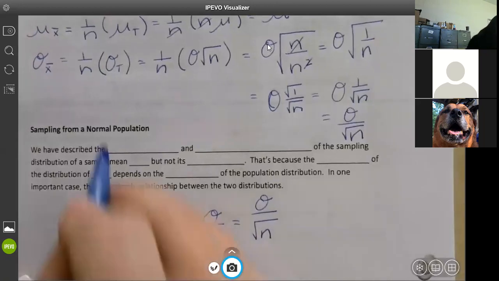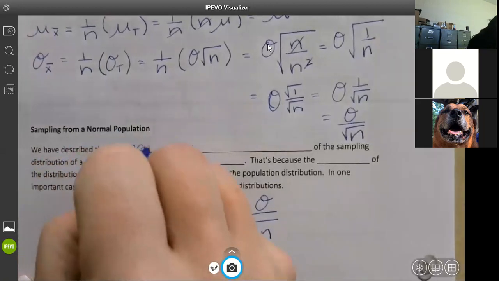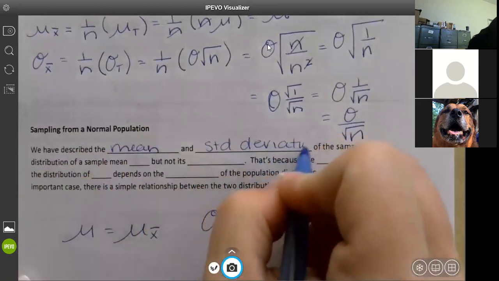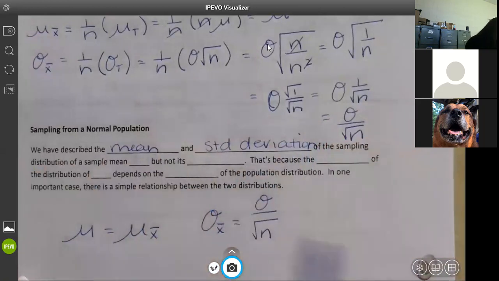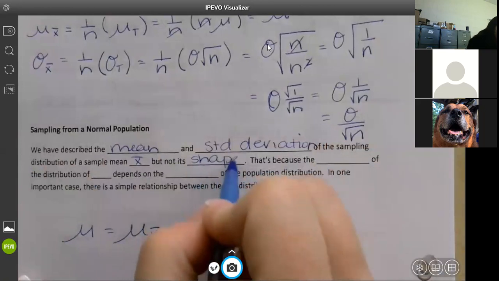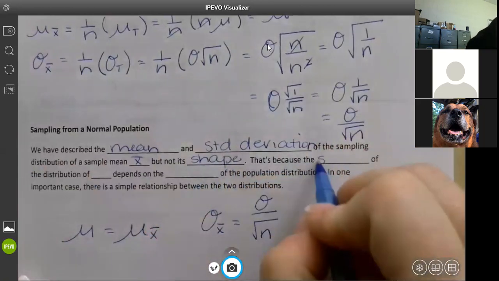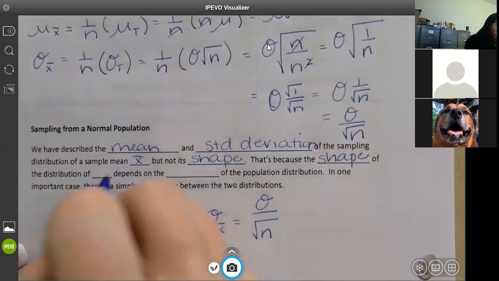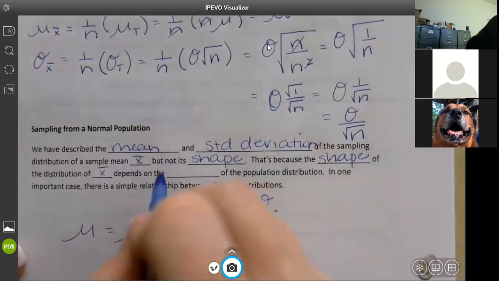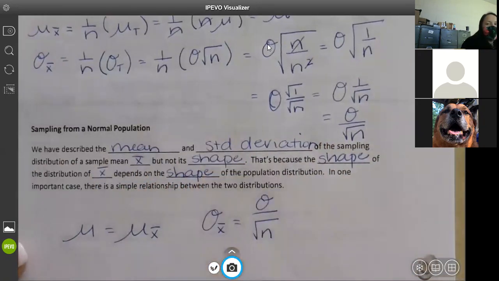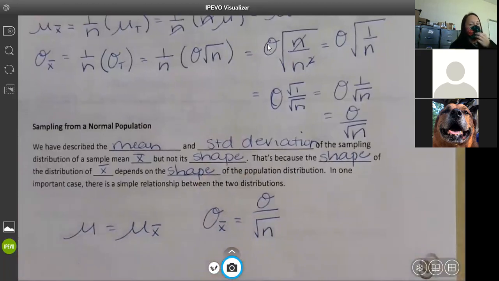So we have described the mean and standard deviation of the sampling distribution of the sample mean x bar, but we have not talked about its shape. That's because the shape of the distribution of x bar depends on the shape of the population distribution. In one important case, there's a simple relationship between the 2 distributions.